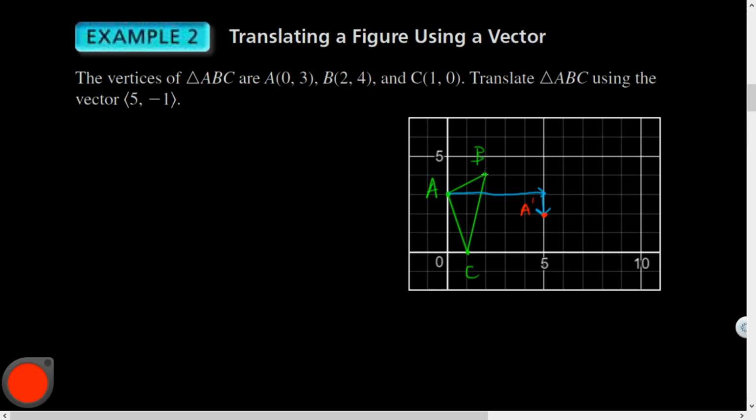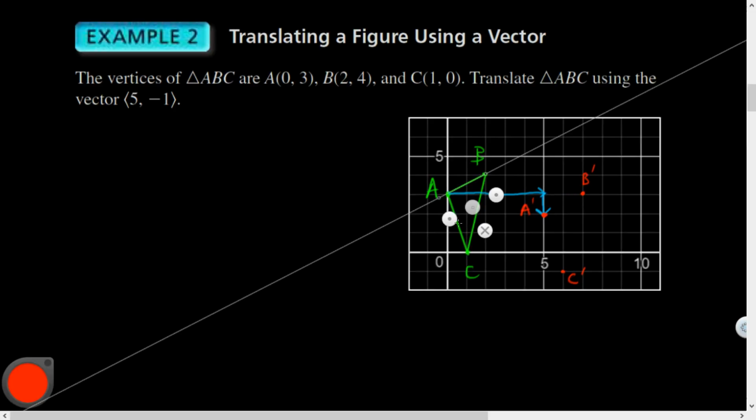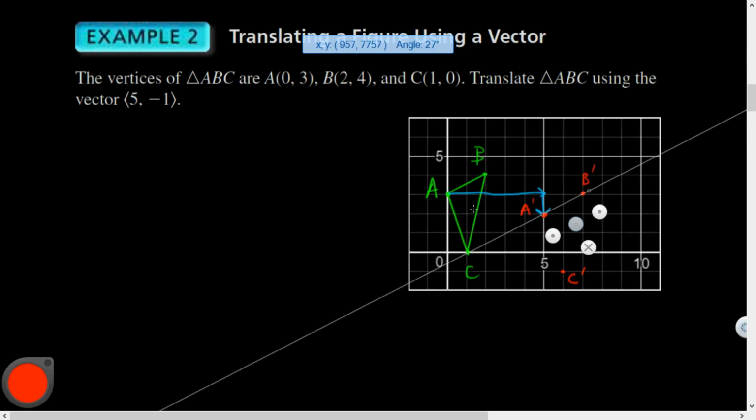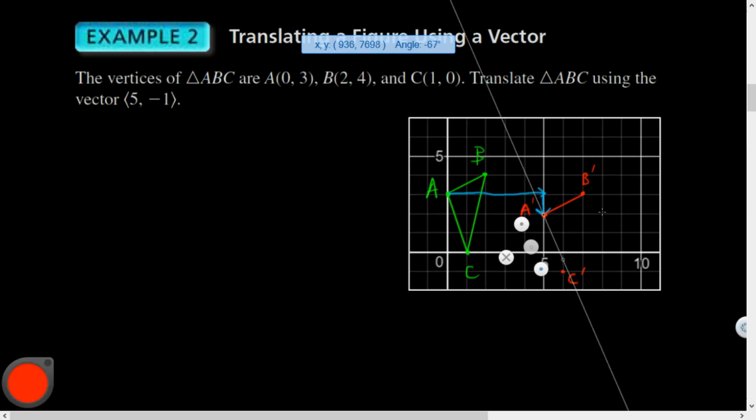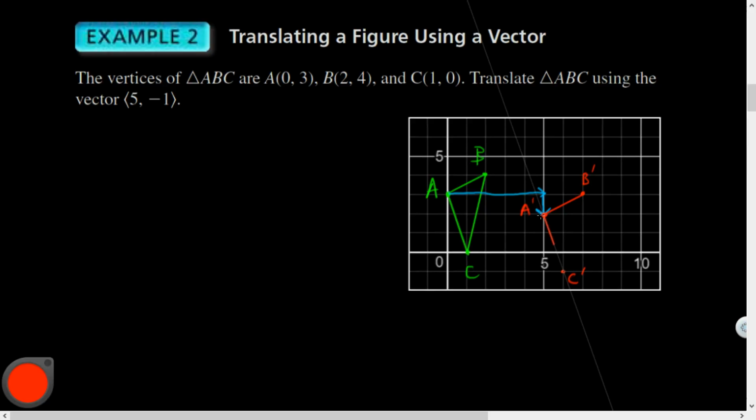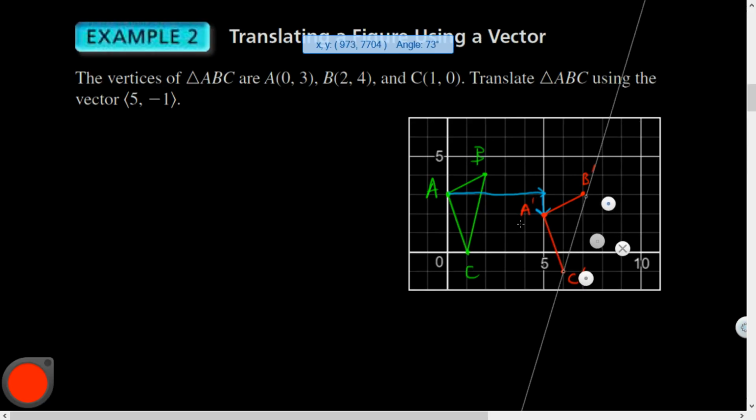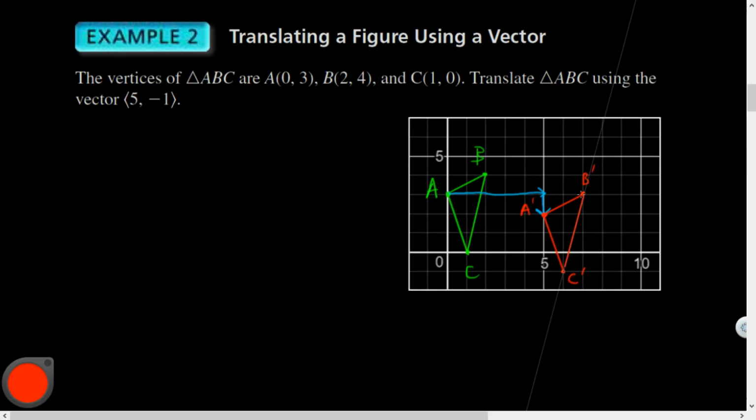So let's see. For B, right 5, down 1. Here's B prime. And for C, we'll go right 5 and down 1. Here's C prime. One of the things that is true about transformations, as we'll see in a moment, is that they are said to be rigid, where they create an image from the pre-image that is congruent. Not only are its sides congruent, but all of its angle measures are equal as well.